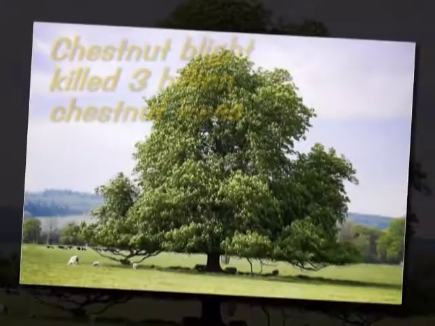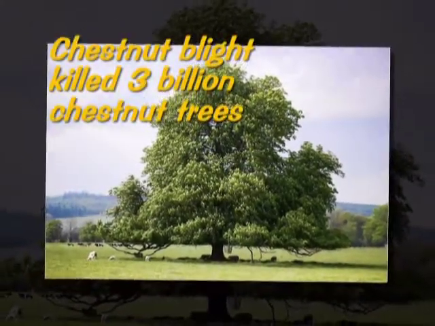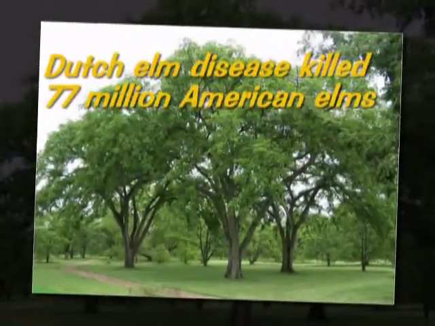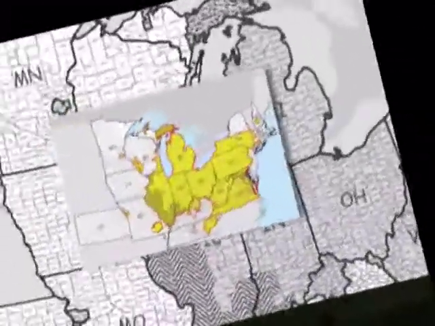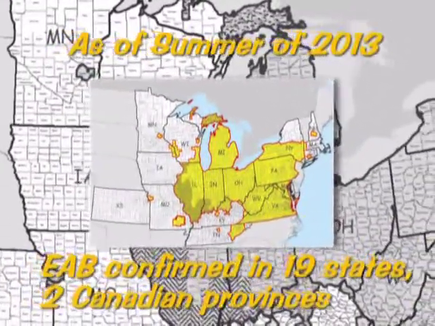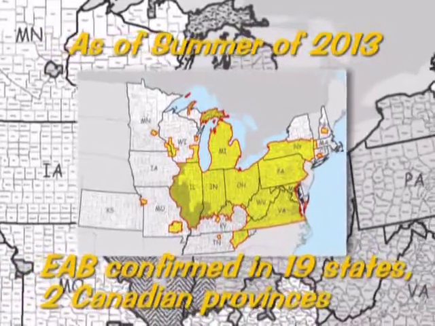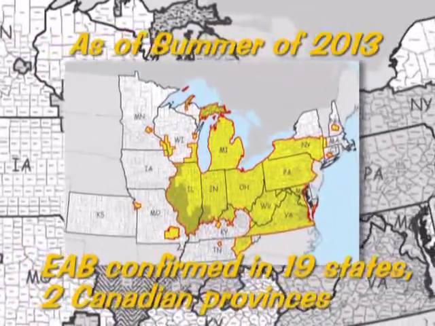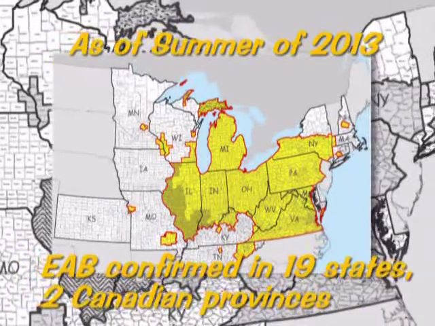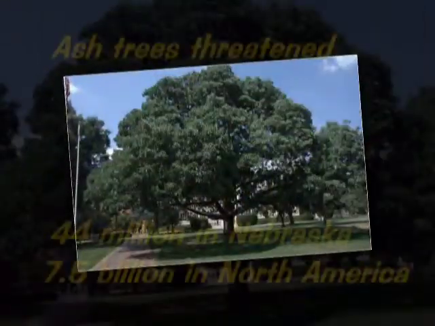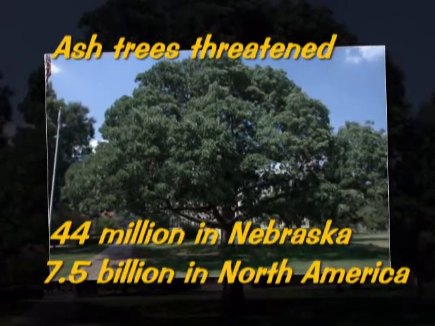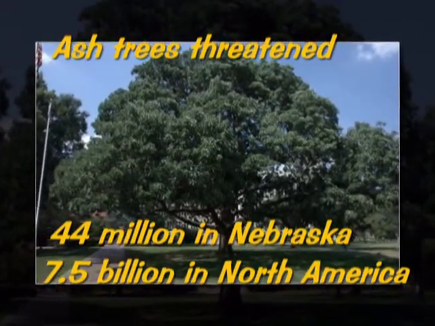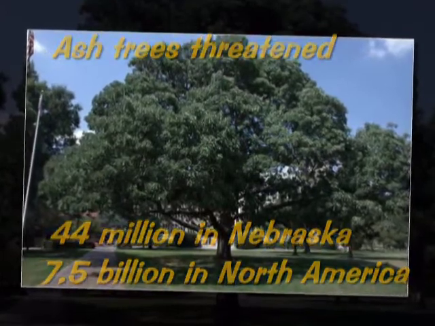EAB. Emerald ash borer rivals chestnut blight and Dutch elm disease as one of the most significant tree-killing pests in U.S. history. As of the summer of 2013, EAB has been confirmed in 19 states and 2 Canadian provinces. It is responsible for the death of millions of ash trees throughout the United States and remains a looming threat to the estimated 44 million rural and urban ash trees here in Nebraska, as well as the 7.5 billion ash trees throughout the rest of North America.